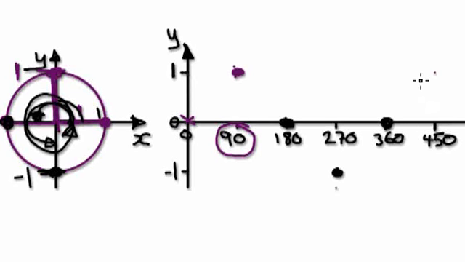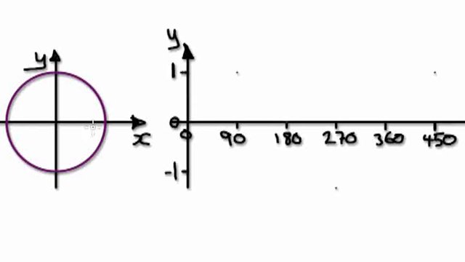450 is like another 90 degrees. You can imagine 450 like this: this is 90, 180, 270, 360, and 450 will be another 90 from 360. So this is 360 already, and 450 would be right here, back to 90. So 450 is the equivalent of this bit here.